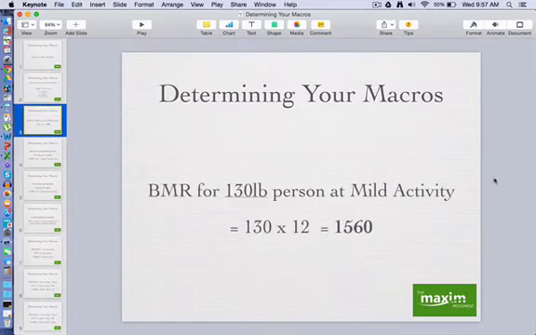Now, for example, a 130-pound person with mild activity would be 130 pounds times 12, which gives us roughly 1560 with regards to your basal metabolic rate. And if you want to do this a lot more precisely, definitely go to myself, another healthcare practitioner, or your personal trainer, and get a body composition test done.